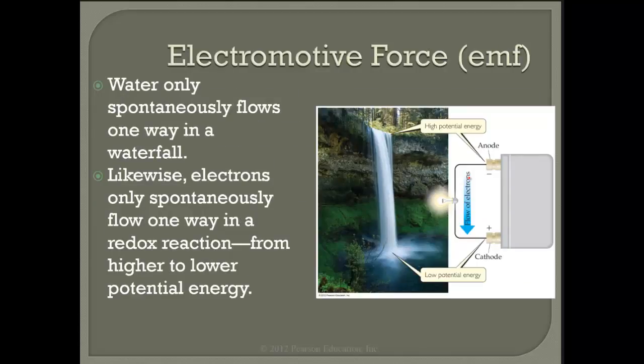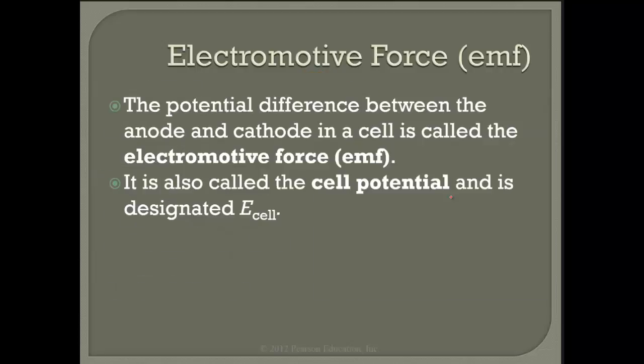Water only spontaneously flows one way in a waterfall. Likewise, electrons only spontaneously flow one way in a redox reaction, from higher to lower potential energy. The potential difference between the anode and the cathode in a cell is called the electromotive force, EMF. It is also called the cell potential and is designated E cell.